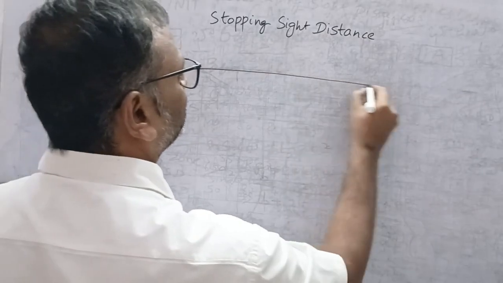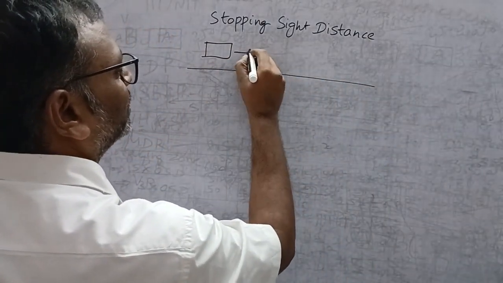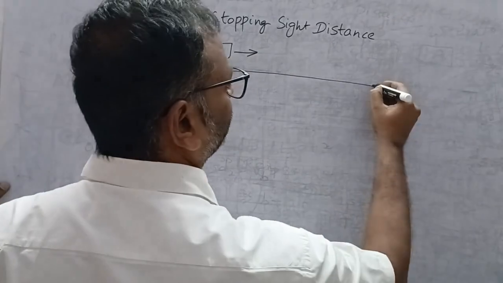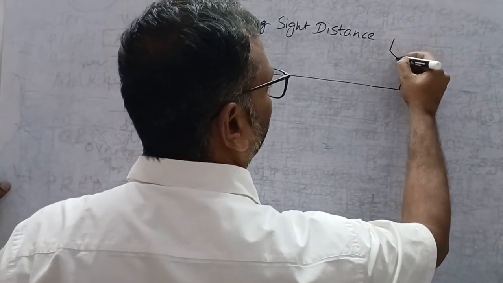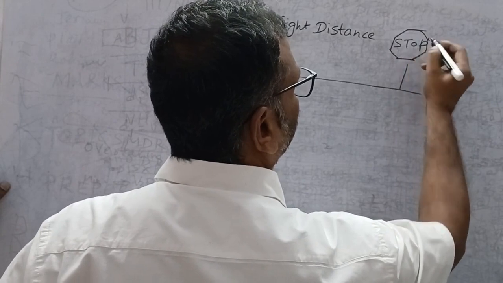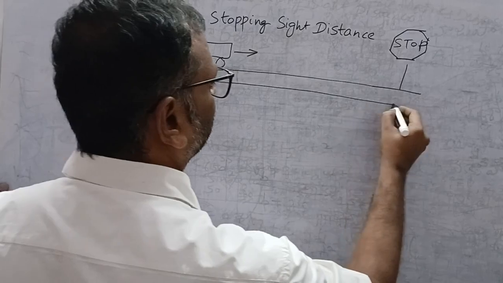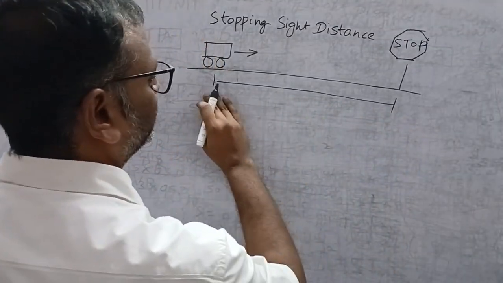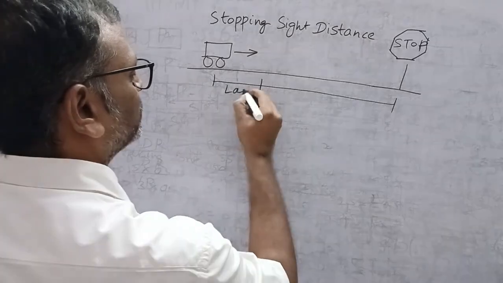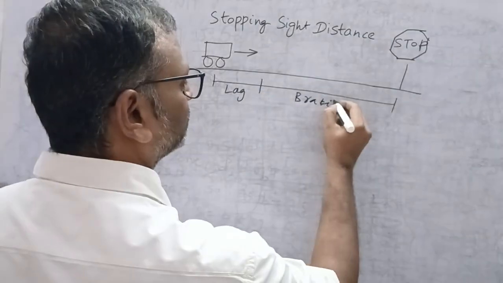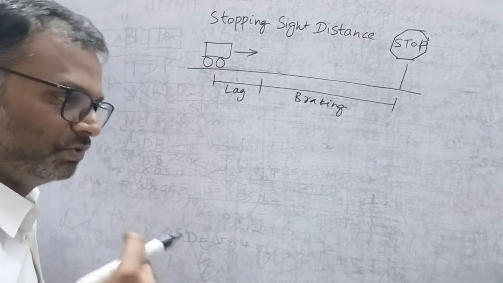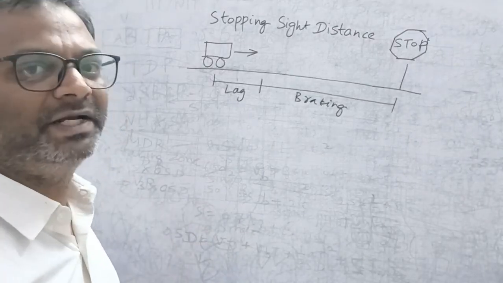A vehicle is traveling in this direction, and there comes a situation where the vehicle needs to be stopped. So from here to here, stopping sight distance can be written as lag distance plus braking distance. What is lag distance? It is the distance while you are thinking before applying the brakes.